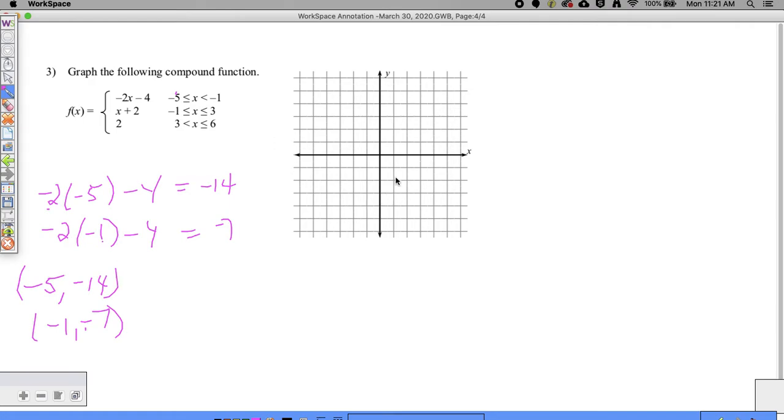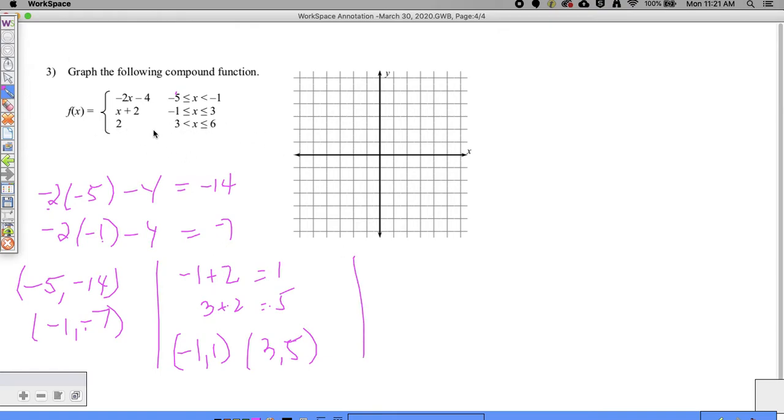Now, if you notice looking over here, it doesn't look like there's enough room on the grid. But there could be and should be enough room on the grid if you scale your y-axis as you need to. So before I do that, I'm going to go over here just to see how big or how wide things go, so that I can scale my y-axis accordingly. So if I go to the second piecewise function, I'm going to have -1 plus 2, and 3 plus 2. So this is going to be 1, and this is going to be 5. So my ordered pairs are (-1, 1) and (3, 5).